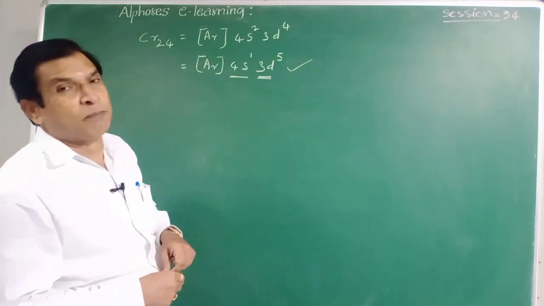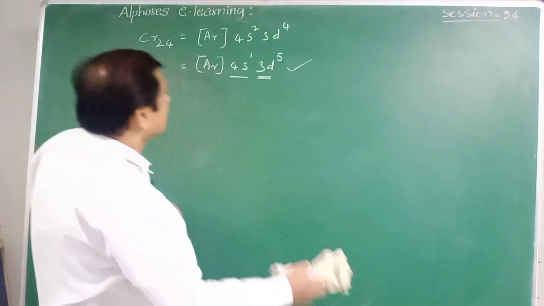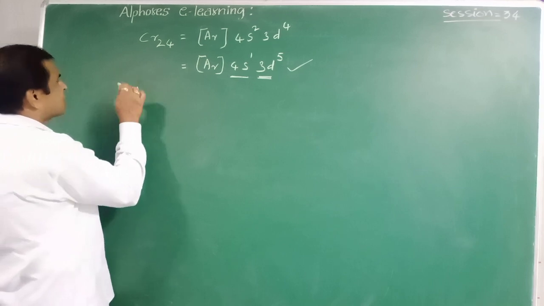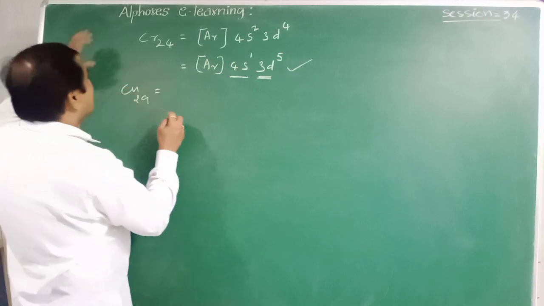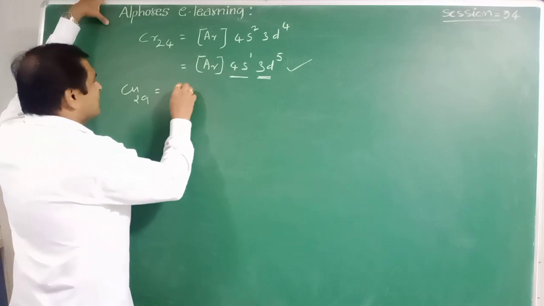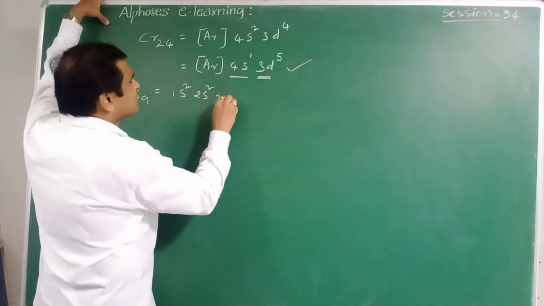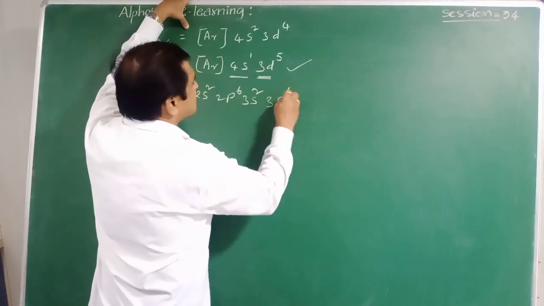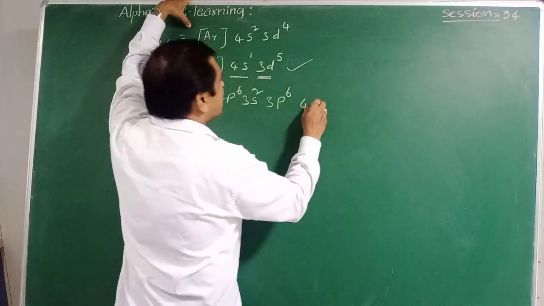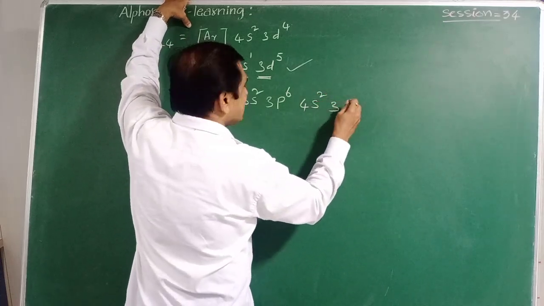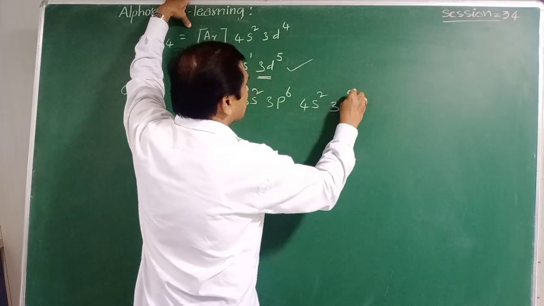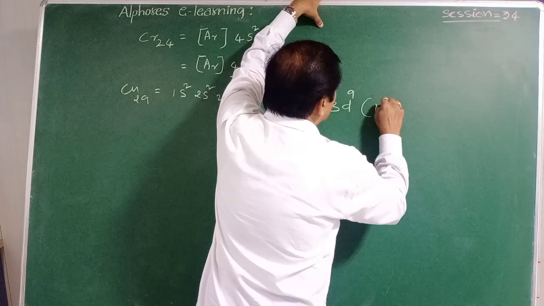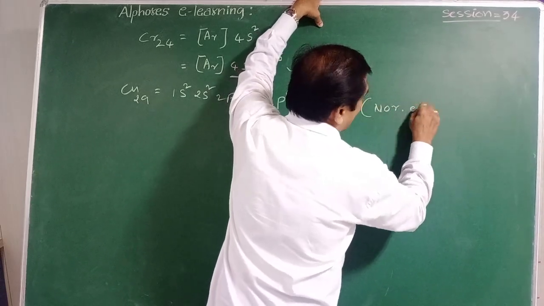Now today we are going to take up copper 29. The copper atomic number is 29. The normal electron configuration is 1s2, 2s2, 2p6, 3s2, 3p6, 4s2 and 3d9. So it is 4s2 3d9. That is the normal electron configuration of copper.